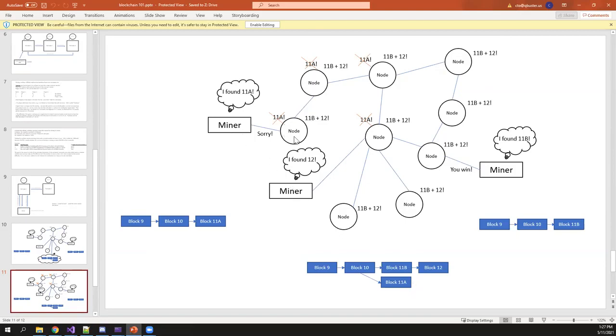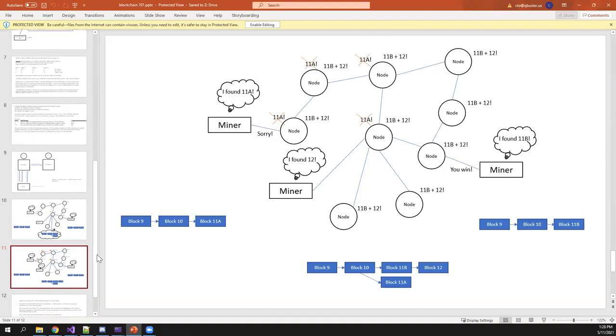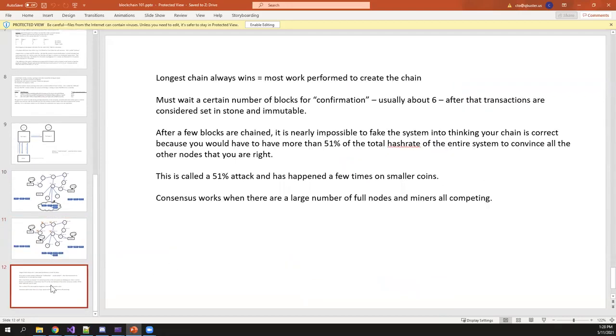This guy got lost. This node says, sorry, dude, you didn't get there fast enough, or we didn't all agree that it was you. This one says, yes, you won. And so then he gets to put it in his pile of coins to keep. And then everybody moves on to block 12. So that's how consensus works. It's basically saying whoever has the longest one, that's the one we're going to mine and continue to work off of. All right. So longest chain always wins.